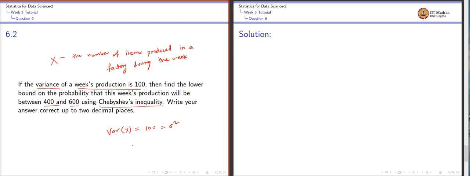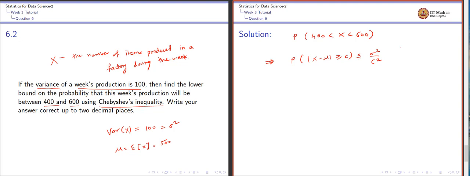We know from the previous question that mu, or the expectation of x, is 500, right? Now we have to find the probability that x is between 400 and 600. Okay, so how can we find it? We are using the variant of Chebyshev's inequality. By using the Chebyshev inequality, the probability that mod of x minus mu is greater than or equal to c is less than or equal to sigma square by c square. This is to find the lower bound on the probability.